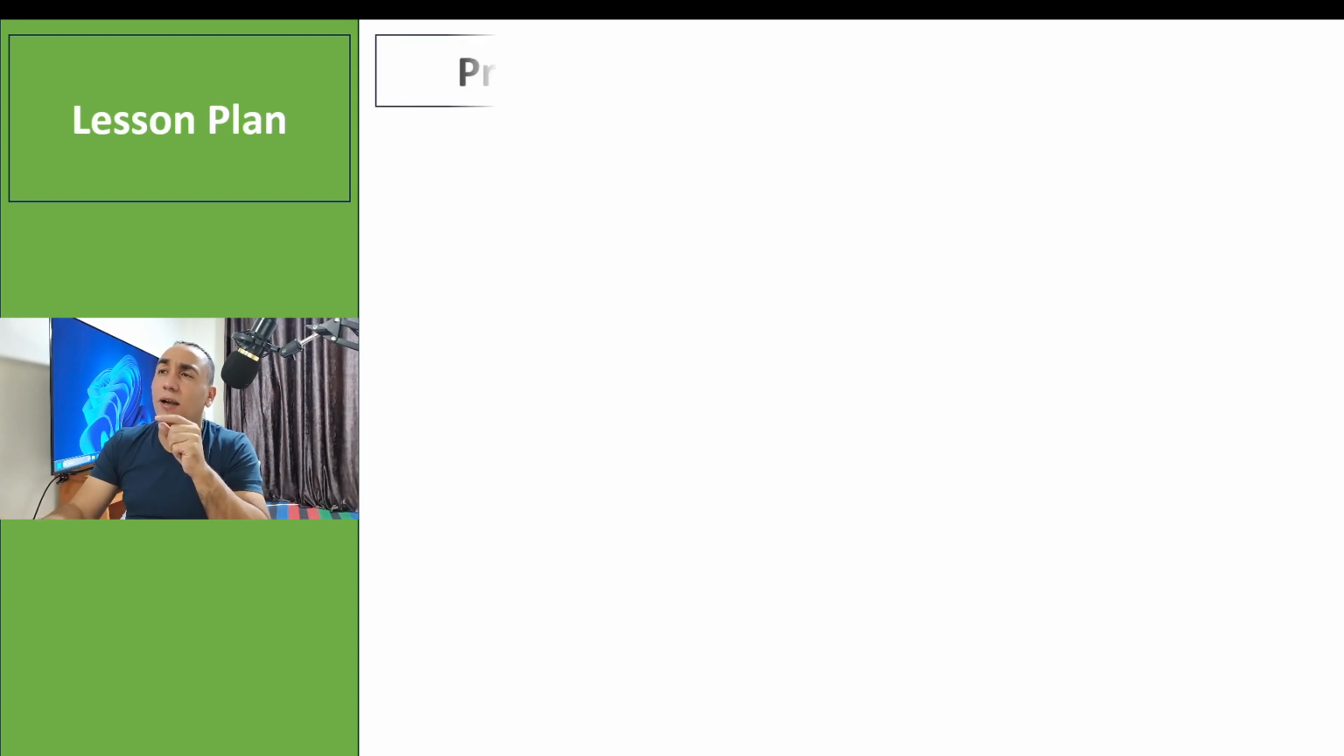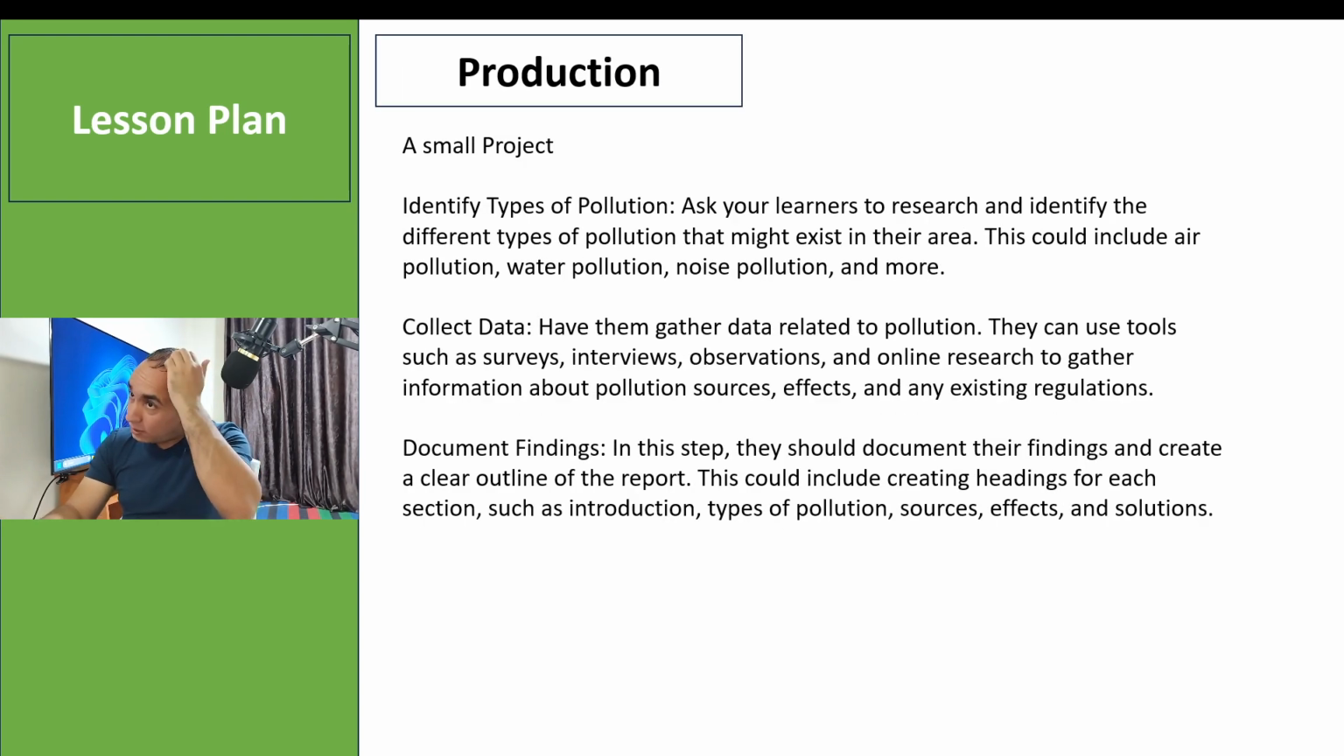So the second part, in the production, I give them a small project, and this small project starts as homework after I finish. Then they can take it. For example, let's say we're talking about pollution. Here, I like to link what we have in real life with the art study. For example, we say there is pollution. Okay, good. We know that we have technology, we have phones.